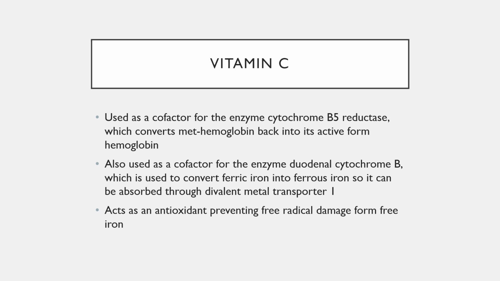Vitamin C also acts as a cofactor for another one of the most important enzymes in the body called cytochrome B5 reductase. When hemoglobin is used up for a long period of time, it can become oxidized, which converts it into another form called methemoglobin. This is basically hemoglobin, except one or more of the iron cores present is in the ferric form instead of the ferrous form. This oxidized form can't bind to oxygen the same way the ferrous form can, so red blood cells that have a lot of methemoglobin basically become useless as oxygen transporters.